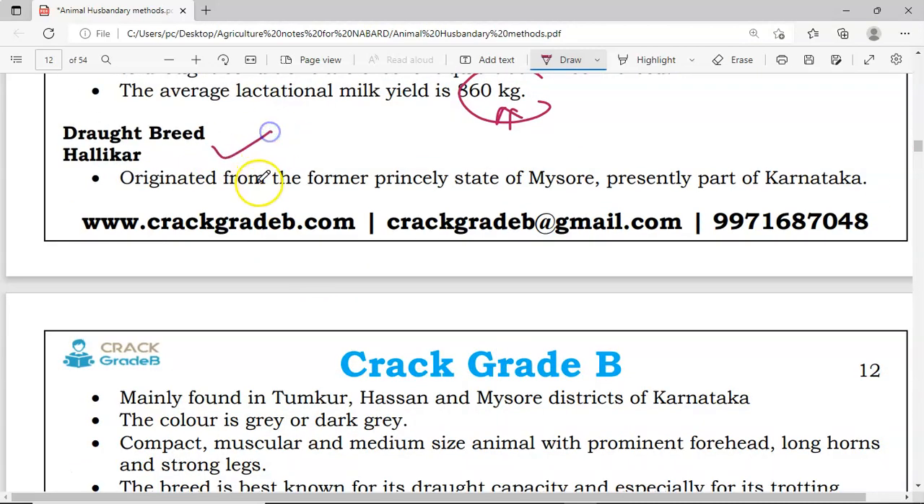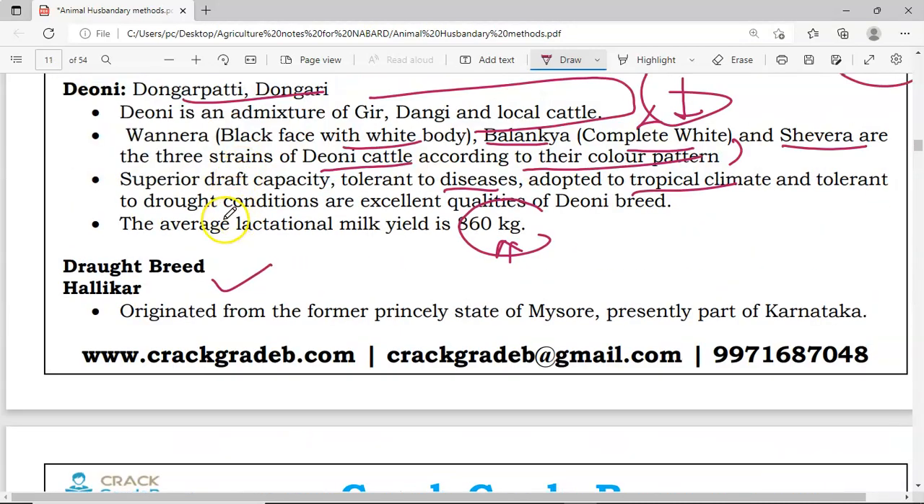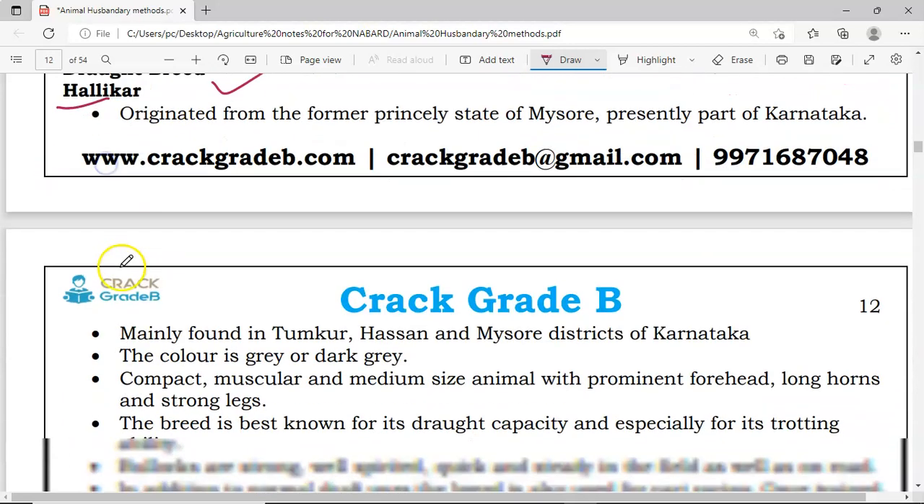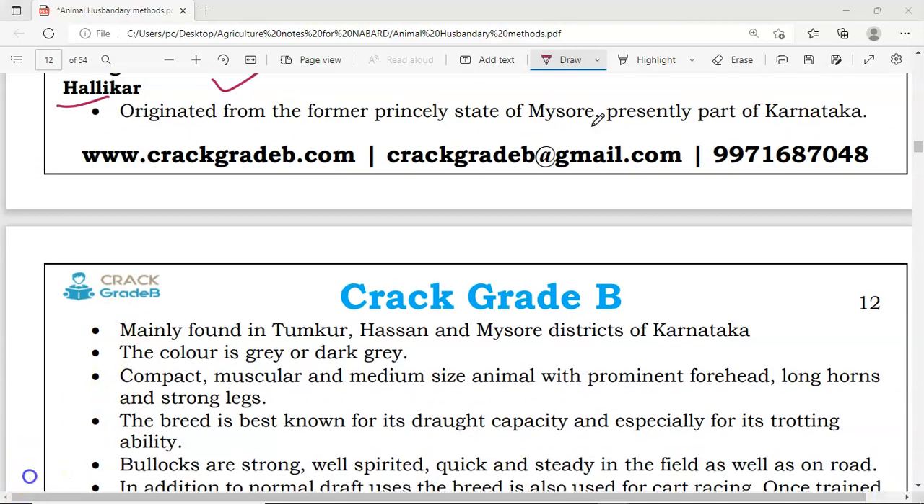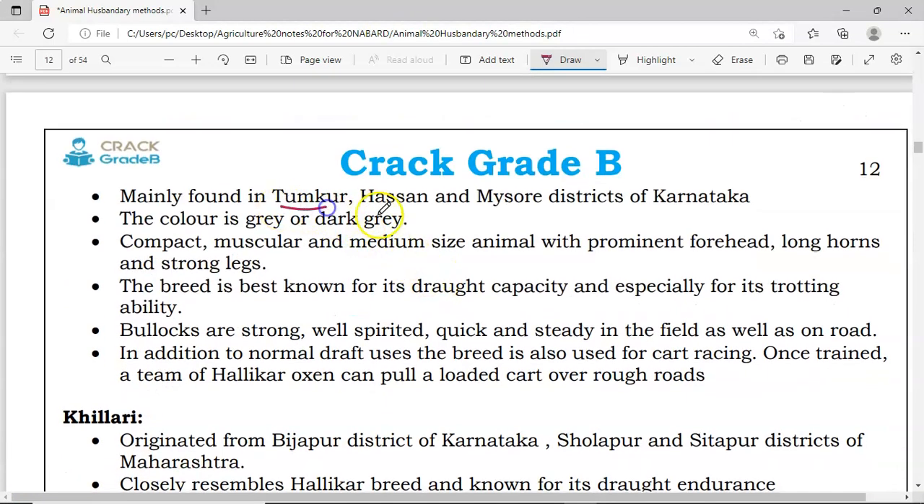There are some draught breeds that are not dual purpose, they are purely draught breeds. The first one is Hallikar. It originated from the former princely state of Mysore and is present in part of Karnataka. It is found in Tumkur, Hassan and Mysore districts. The color is grey and dark.